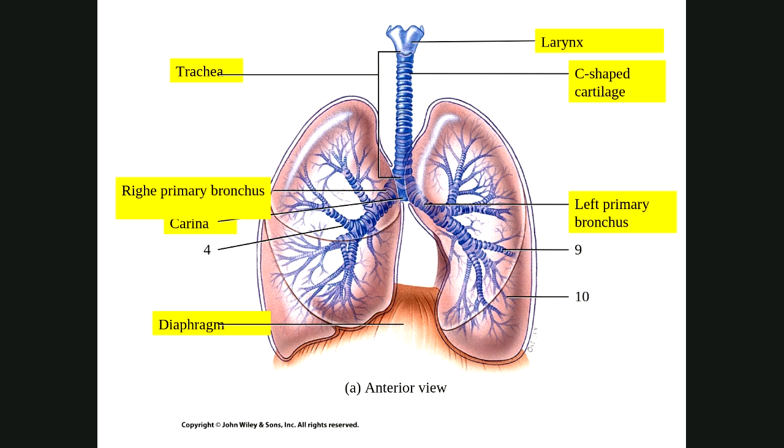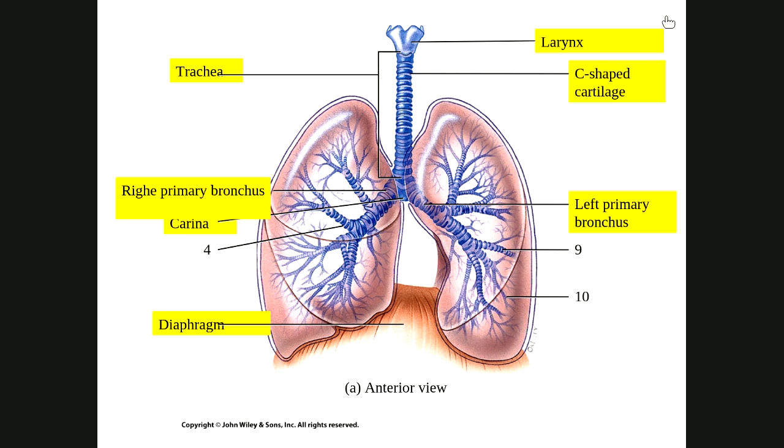Okay, so left primary bronchus, primary because it's the first split. Okay, this is the right primary bronchus. So the first time it's split, remember this, it's primary. The second time it's secondary, and after that it's tertiary. So it's secondary only for a very little while.